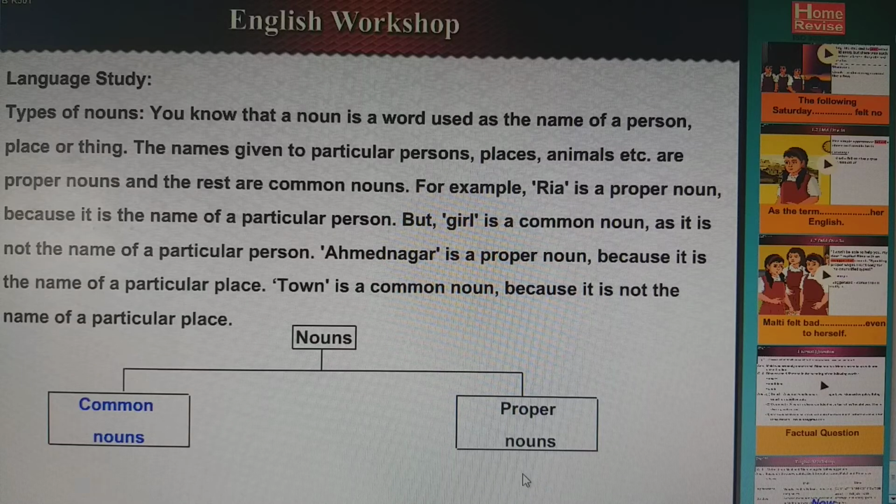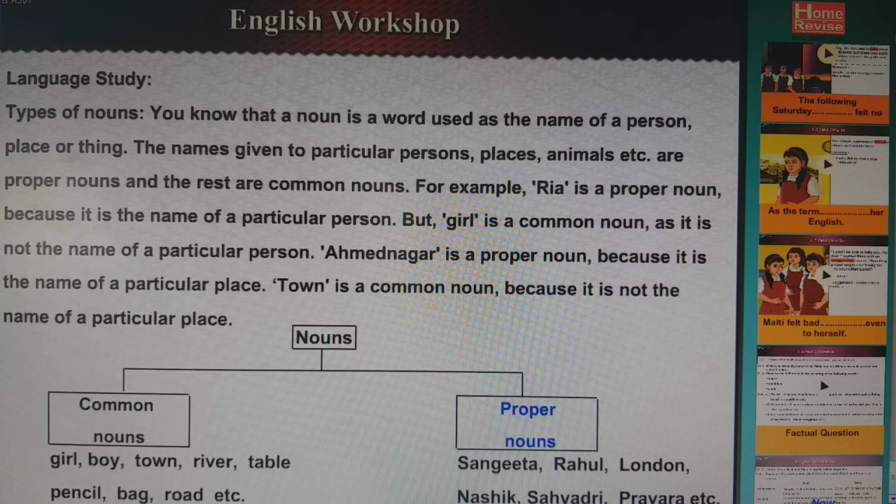Now see, nouns are classified into two, common noun and proper noun. Let me pause it so that we'll start properly. Okay. Now you will see common noun and proper noun. We'll go first for the proper noun. See, Sangeeta. It's the name of a girl. Properly named. There are many girls, but Sangeeta, Rahul, London, Nasik, Sahyadri, then Pravara, etc. But commonly, girl means all girls come, so it's a common noun. Boy means all boys, so it's common. Town, river, table, pencil, bag, roads, etc.